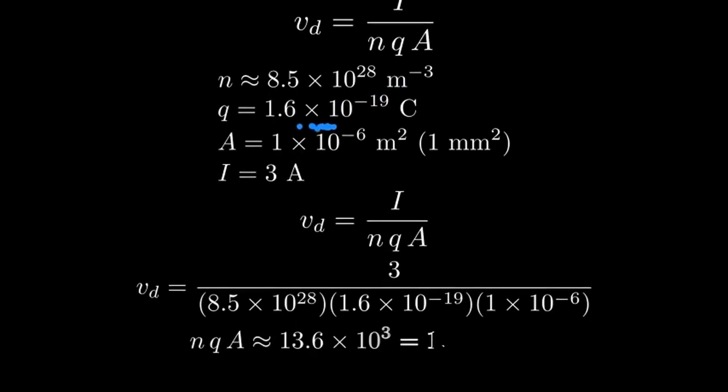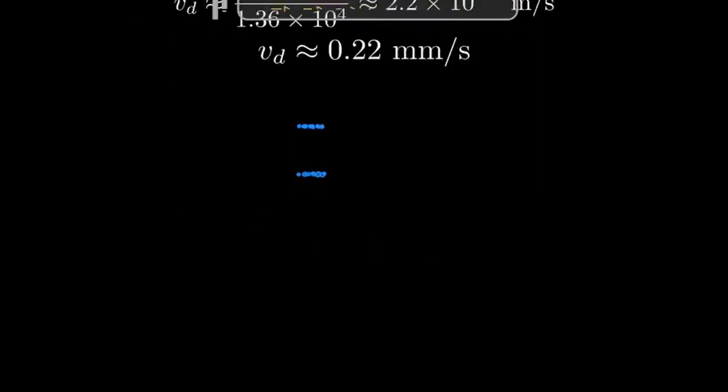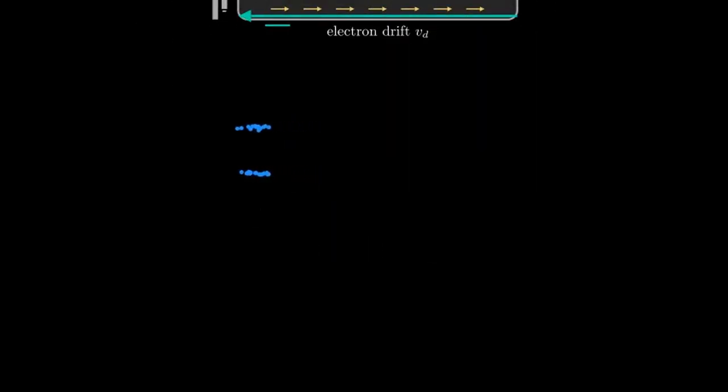Now we multiply the denominator. 8.5 times 1.6 is 13.6, and the powers give 10 to the 3. So n times q times A is about 1.36 times 10 to the 4. Therefore, v_d is approximately 3 divided by 1.36 times 10 to the 4, which is about 2.2 times 10 to the minus 4 meters per second. That is 0.22 millimeters per second. Very slow. And remember, in a metal, the drift of electrons is opposite the direction of conventional current.